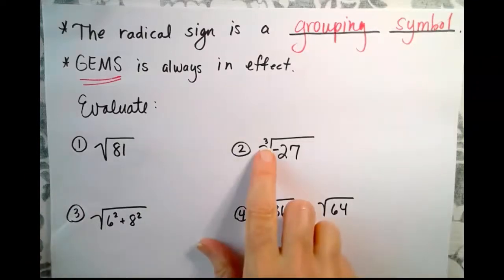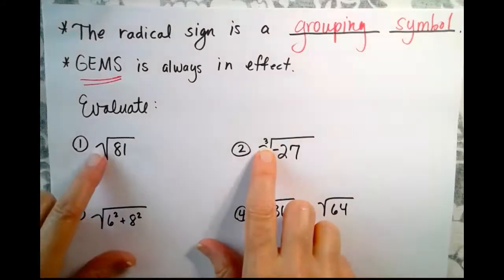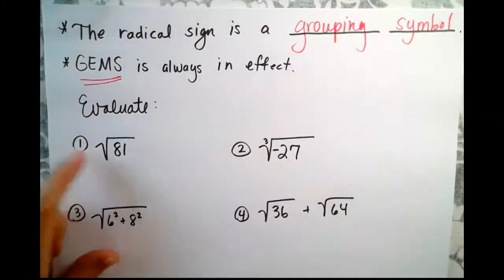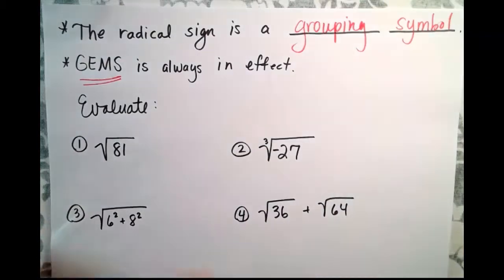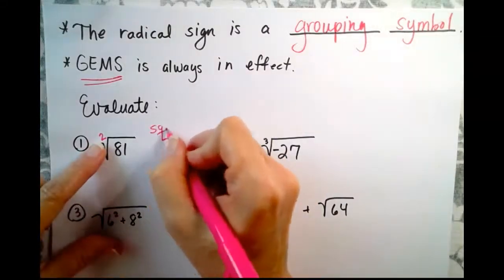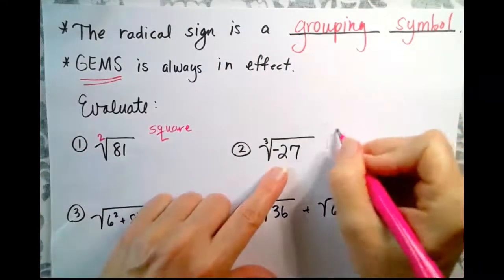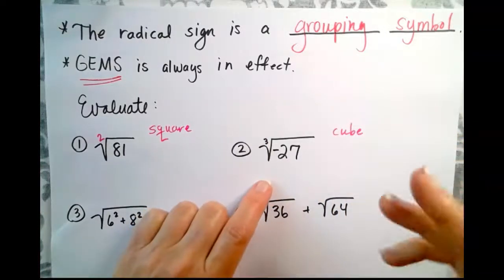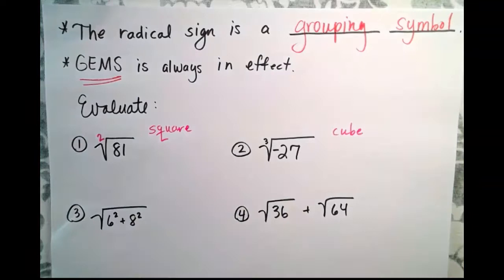The first thing to point out is in number 2 we have an index of 3. Now just a reminder, if you do not see an index on a radical, then it is understood to be a 2. With an index of 2 we have a square root, and an index of 3, we have a cube root. When we have an index of 4, a fourth root, 5, a fifth root, and so on. So we're going to evaluate here. Remember also that evaluate means essentially the same thing as simplify. We're not solving anything yet. We'll be solving a little bit later in this chapter, just evaluating here.